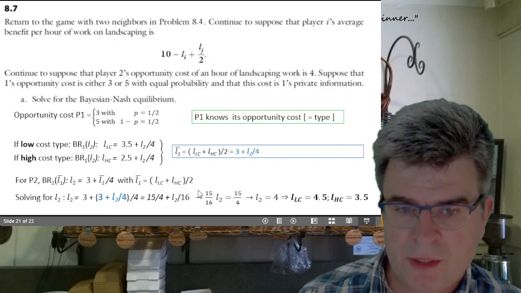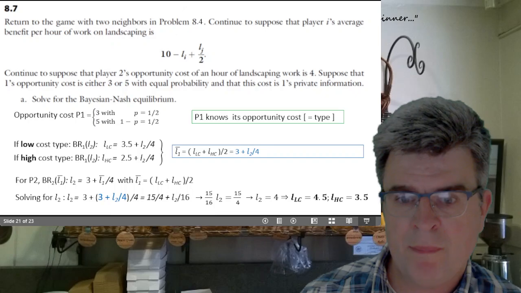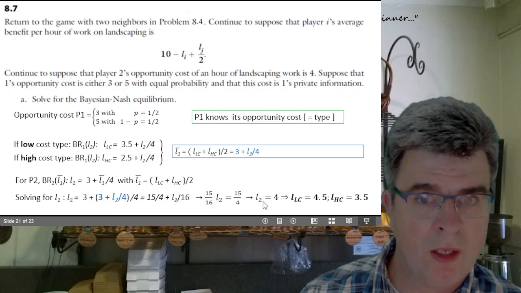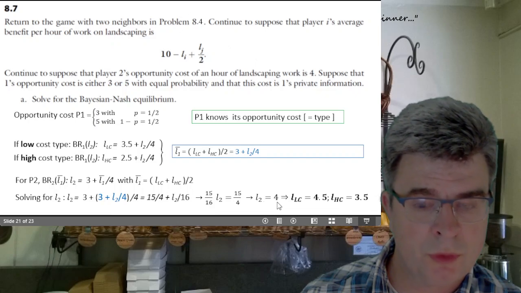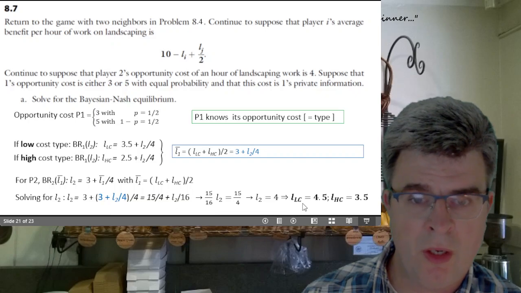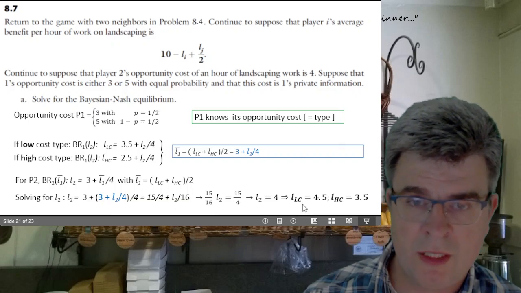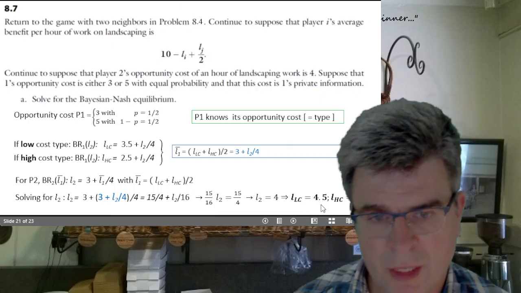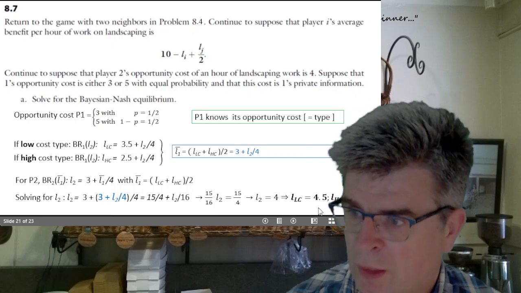So that completes exercise A, and it's important that neighbor 2 will choose this one unambiguous effort level, and for neighbor 1, who can condition on a type because he knows which type he is, low cost or high cost. If he's low cost, he will spend 4.5 hours. If he's high cost, he will spend 3.5 hours.